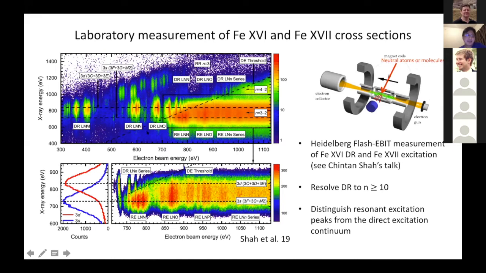FLASH-EBIT has a 5 eV resolution at excitation energy, also called electron beam energy. It resolves the DR resonance up to principal quantum number n equal 10 or even higher, and has very high counting statistics, which allows us to distinguish those weak resonance peaks from DR and the resonant excitation from the direct excitation continuum. A lot more detail will be given in the next talk by Xingdang Xia. Here I only emphasize we are using the FLASH-EBIT results for Spex.